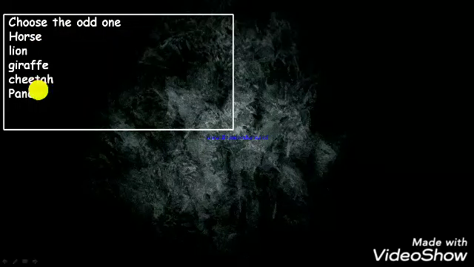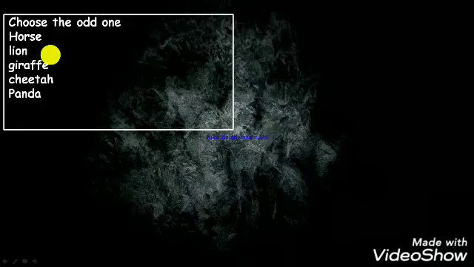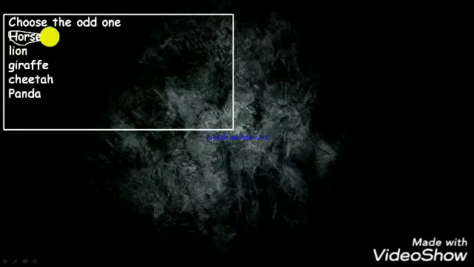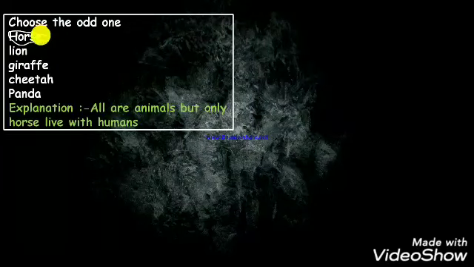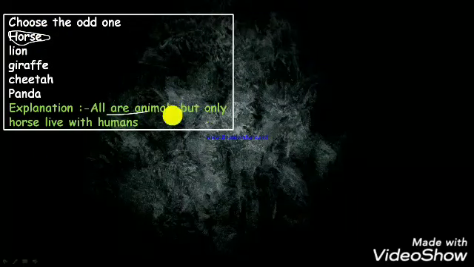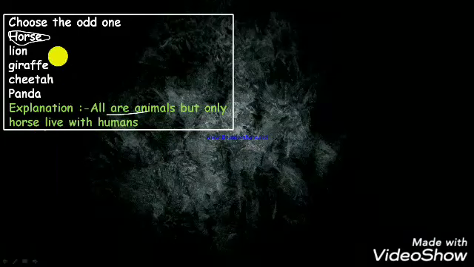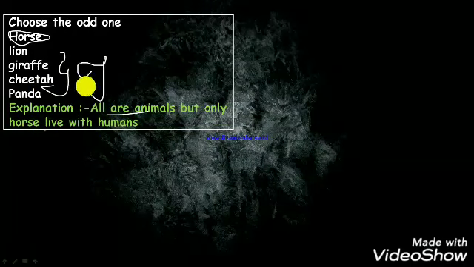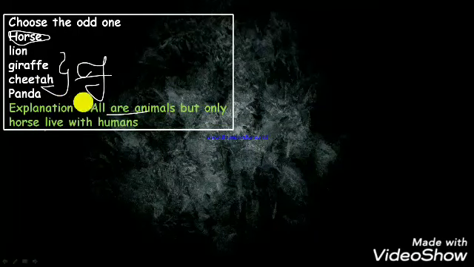Choose the odd one out. Horse, lion, giraffe, cheetah, panda. So there are basically 5 options here. You will all be considering that these are all animals. So the correct option will be horse. So why will horse be the correct answer? Let's see the explanation. All are animals, but only the horse lives with humans, because all the others live in the forest. Okay, they all live in the forest.